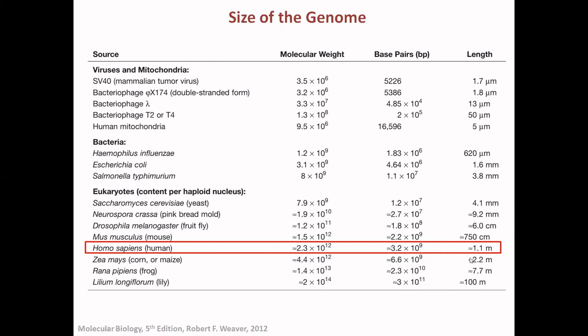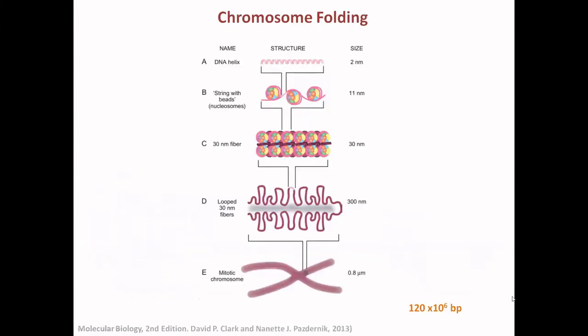We have 23 chromosomes in one gamete. So if we put these 23 chromosomes end to end, the length will be almost 1.1 meter. This length of chromosome packs itself into the nucleus, that we are discussing.